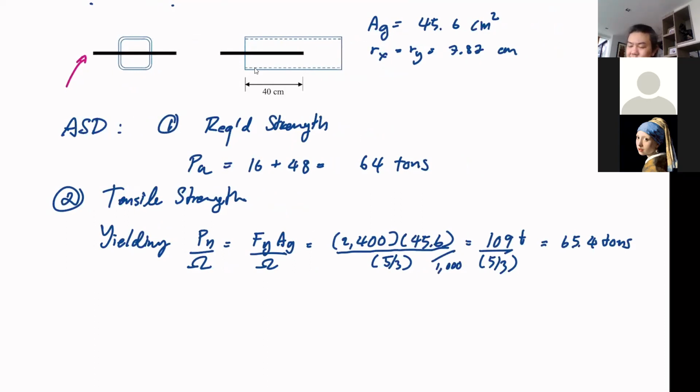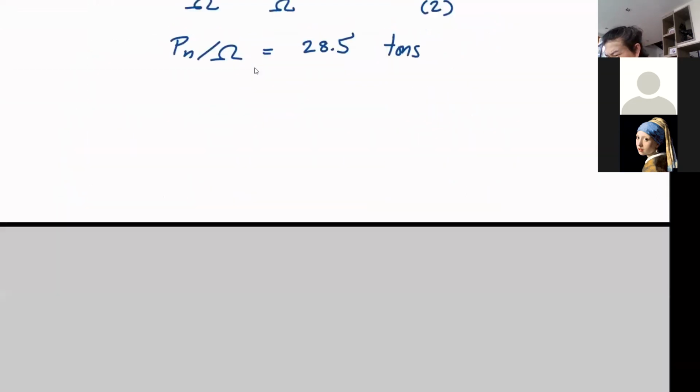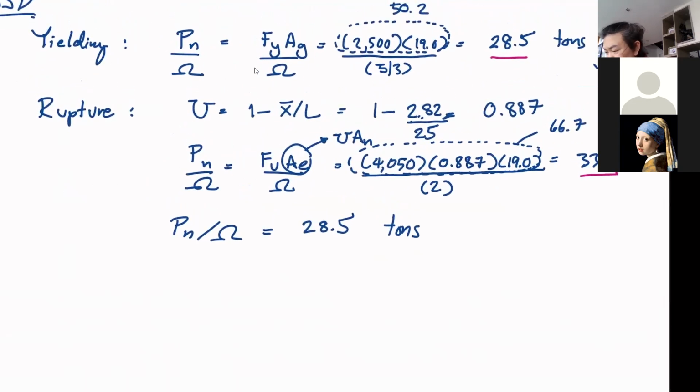So maybe I should say divide by 1,000 somewhere, okay? So that the equation is true. Maybe I should do the same up top as well. Hang on, my apologies. Yeah, I should write down here, divide by 1,000. It's a true equation because the calculation here is in kilograms per square centimeter, and then in the end, the unit becomes ton. So to make it perfectly correct, please add divided by 1,000 to both equations here. Sorry.